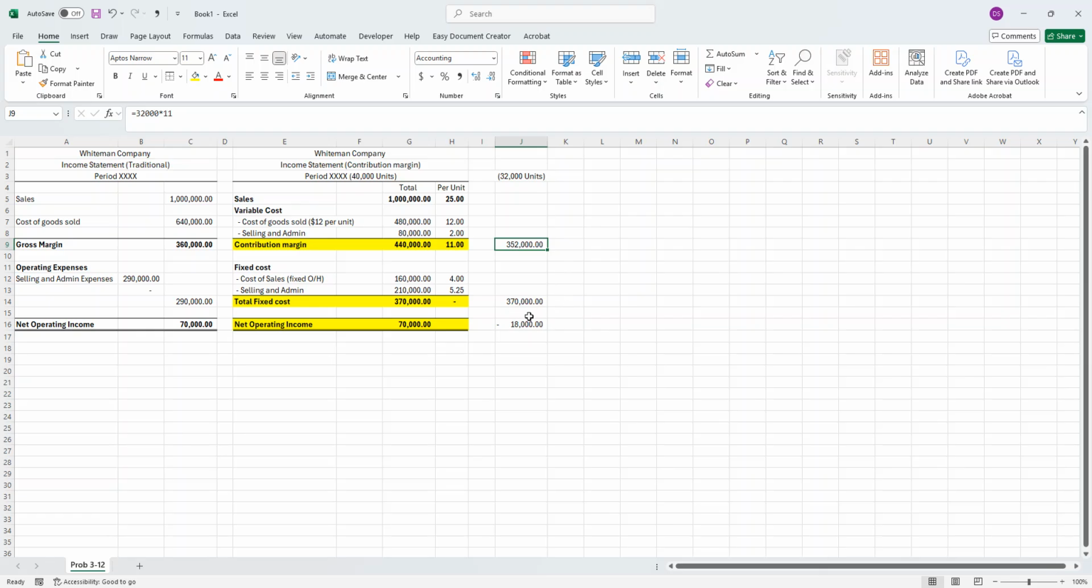Now think about it: if a manager were to ask you, how much money do I have to make to get to break even? I would tell them I need to make sure I have 370,000 of contribution margin to cover the fixed cost and still be able to survive with a zero profit. But anytime you have a contribution margin less than 370,000, you are going to be in a net loss position.